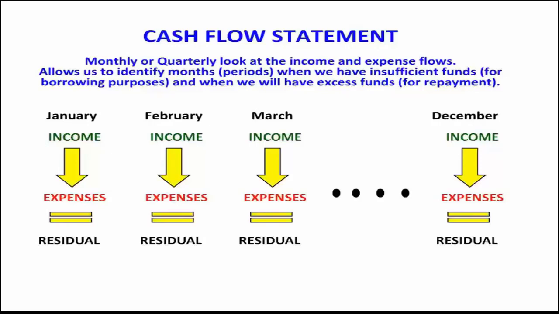So a cash flow statement is nothing more than taking a series of profit and losses or income statements by month or by quarter and laying them out side by side to see over the course of a 12-month period, how does this enterprise net out? What times of the month do we need money? What times of the month, from the lender's perspective, can I expect to be paid back?